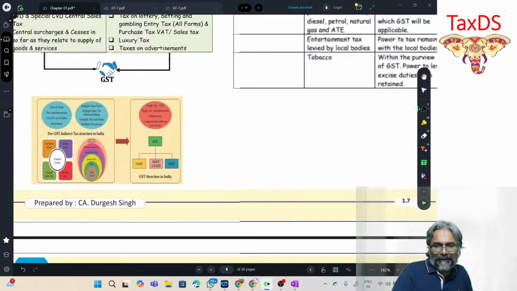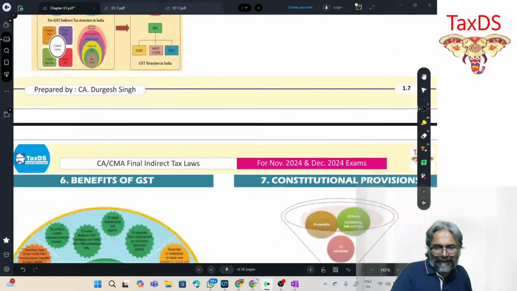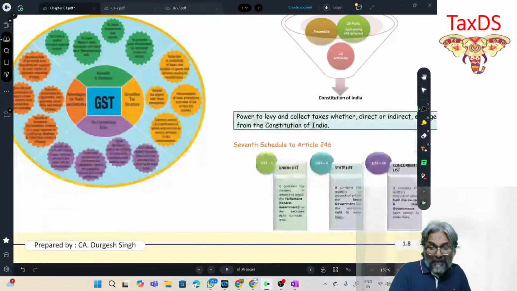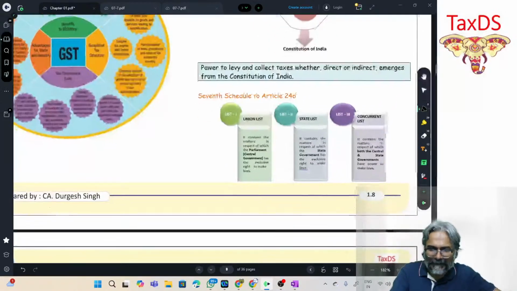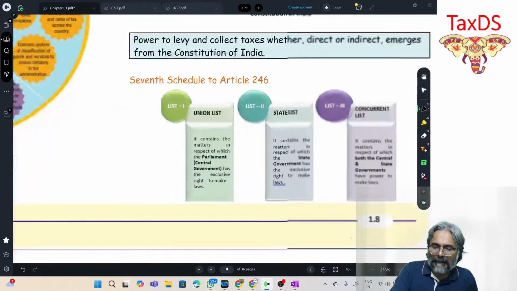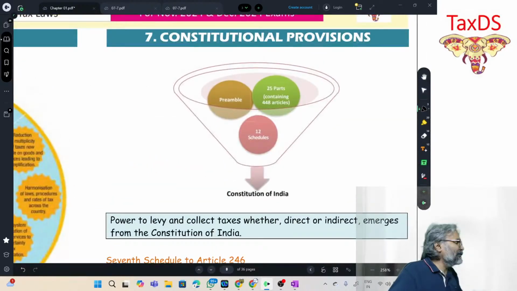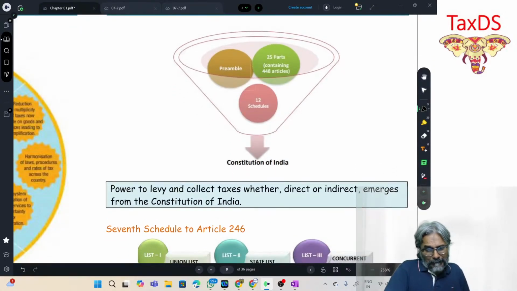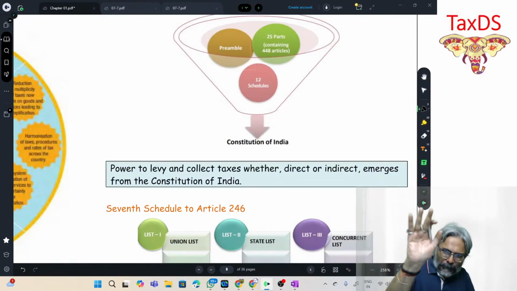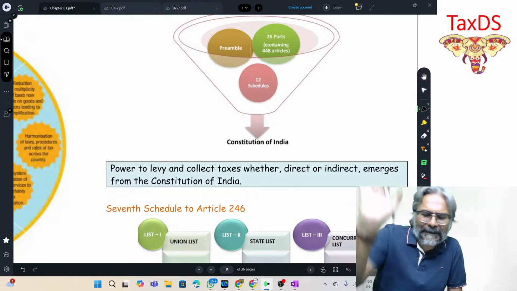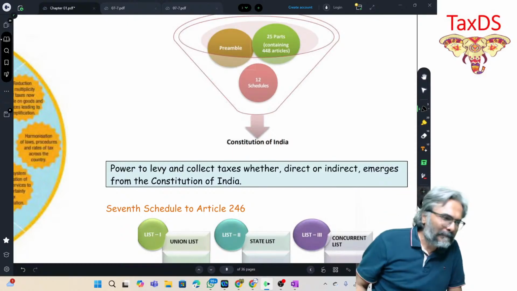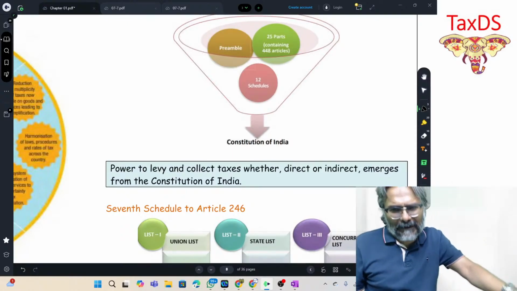Students, primarily, as you all are aware, in this context, I'll now take up some of the advanced concepts because many of the areas you are already aware of. This is page number 8 now. Constitutional provision, students. I'm taking up the constitutional provision first. As you all know, as per the Constitution of India, the power to levy and collect taxes, whether direct tax or indirect tax, emerges from the Constitution of India. Those relevant articles are there.